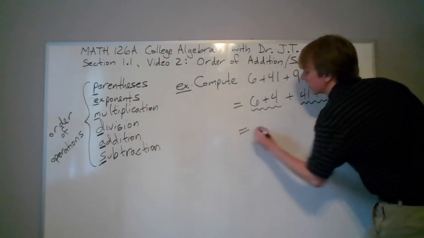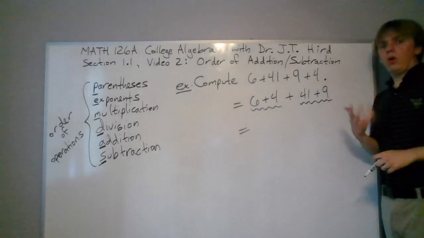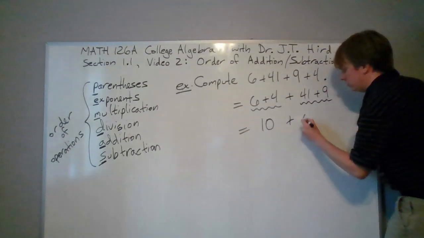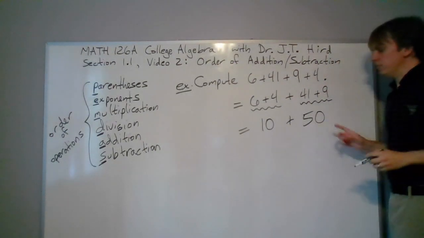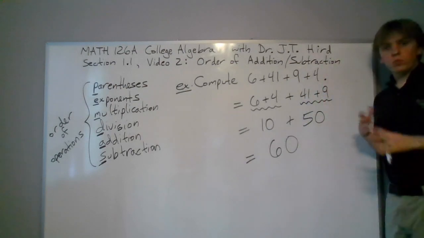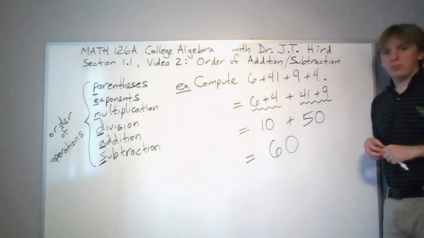I'm going to try and add the 6 and the 4, and then I'm going to add the 41 and the 9. Hopefully I should end up with the same total. We said that was 10 and 50, and when you add 10 and 50, you get 60, which is way simpler than the way we originally did. I didn't have to do nearly as much math in my head.